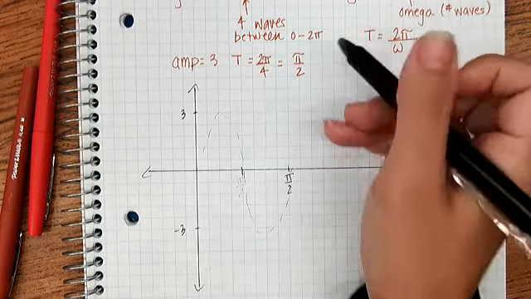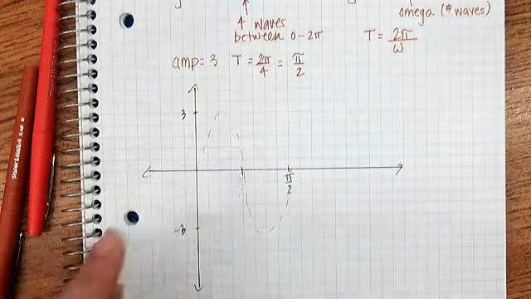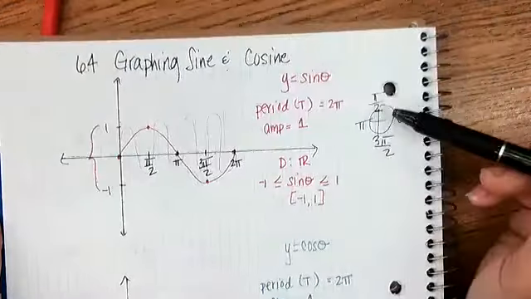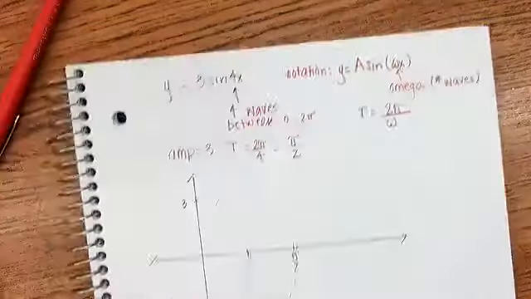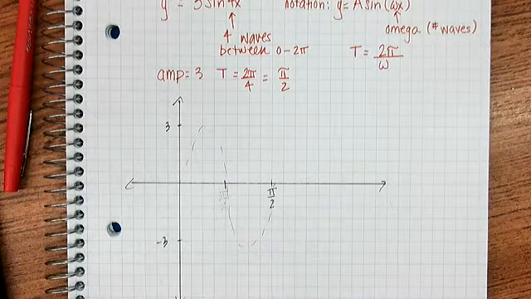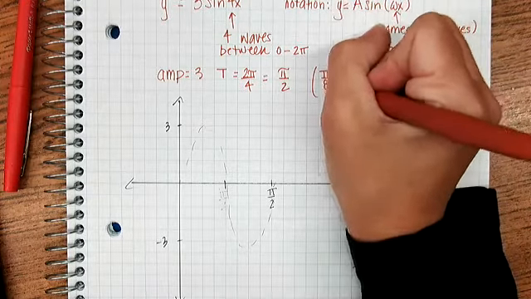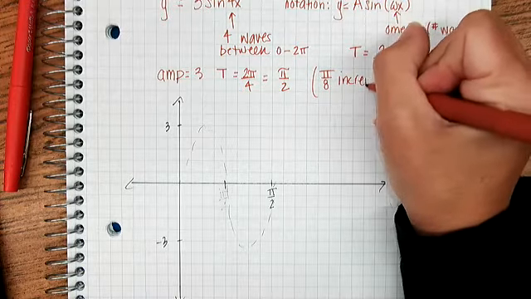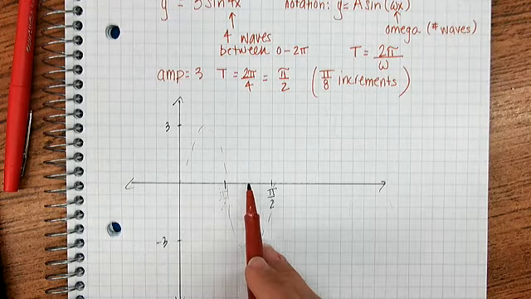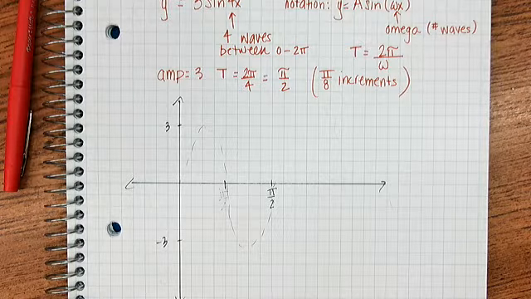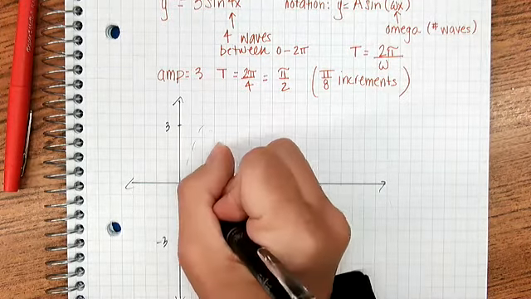So if the period is pi over 2, this is always the question I get. 0 to pi over 2, and I have to slice that into 4 sections. Why 4 sections? Because there are 4 quadrants in the unit circle. I'm splitting it up, 1, 2, 3, 4. So if I'm splitting this up, pi over 2, splitting that into fourths, this means that my increments are going to be pi over 8. Okay, so that means the first increment is pi over 8.